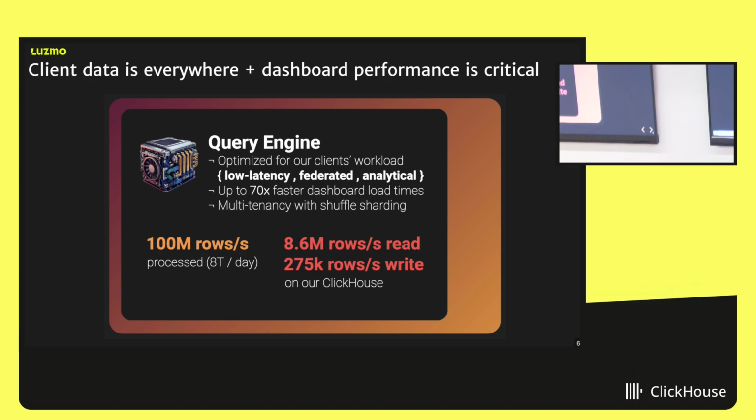This system is in production now for a couple of years, and we've been scaling it up. So at the moment, we are processing on average about 100 million rows every second, so about 8 trillion rows per day. And about 10% of those hit our ClickHouse cluster, because it's hitting data that gets stored by us for our customers. So that's about 8 million rows per second that we read. And we write about 300,000 rows per second. So the scale has grown quite a bit over the years.